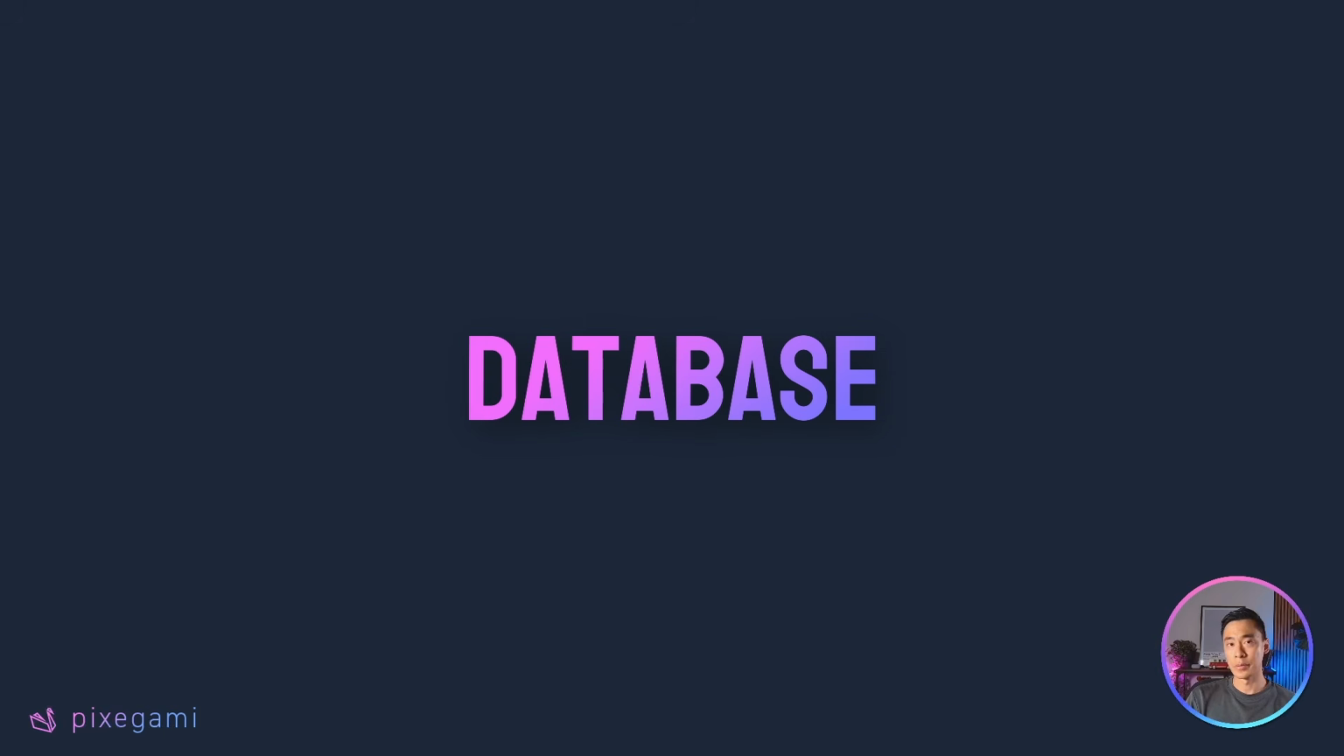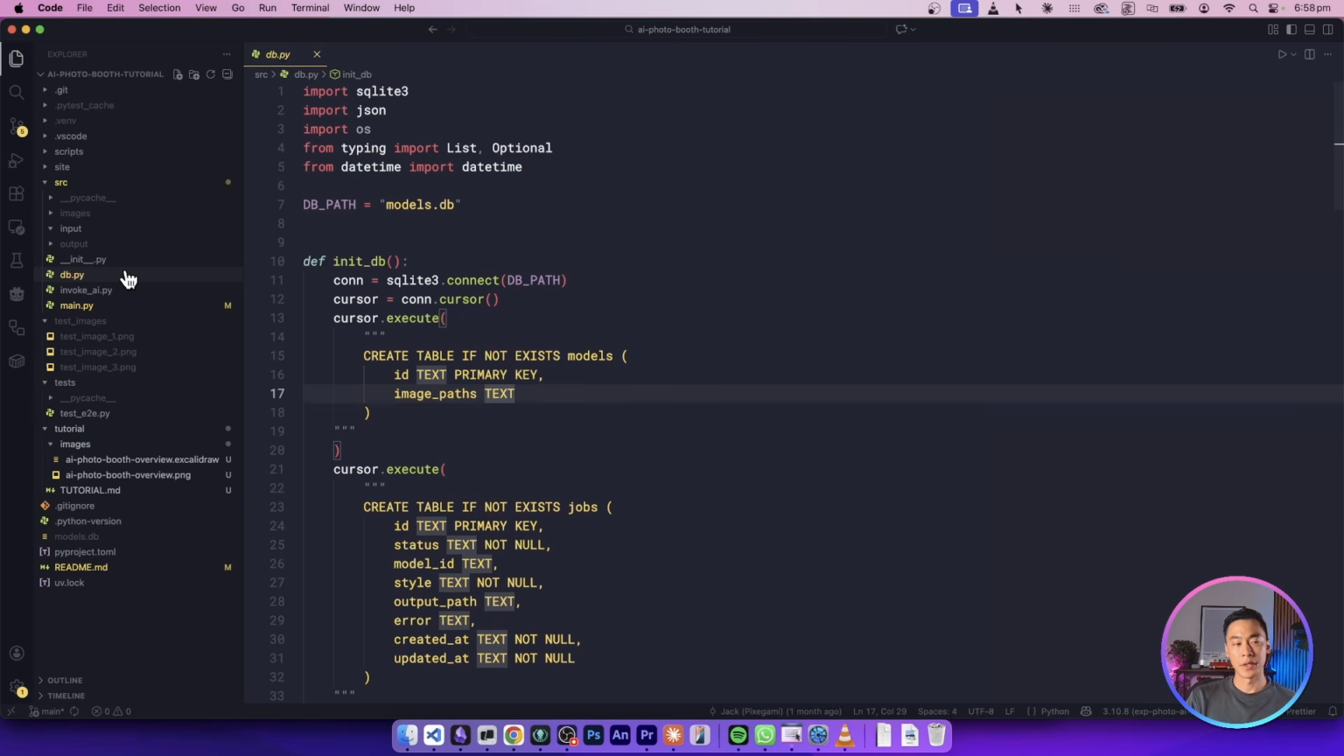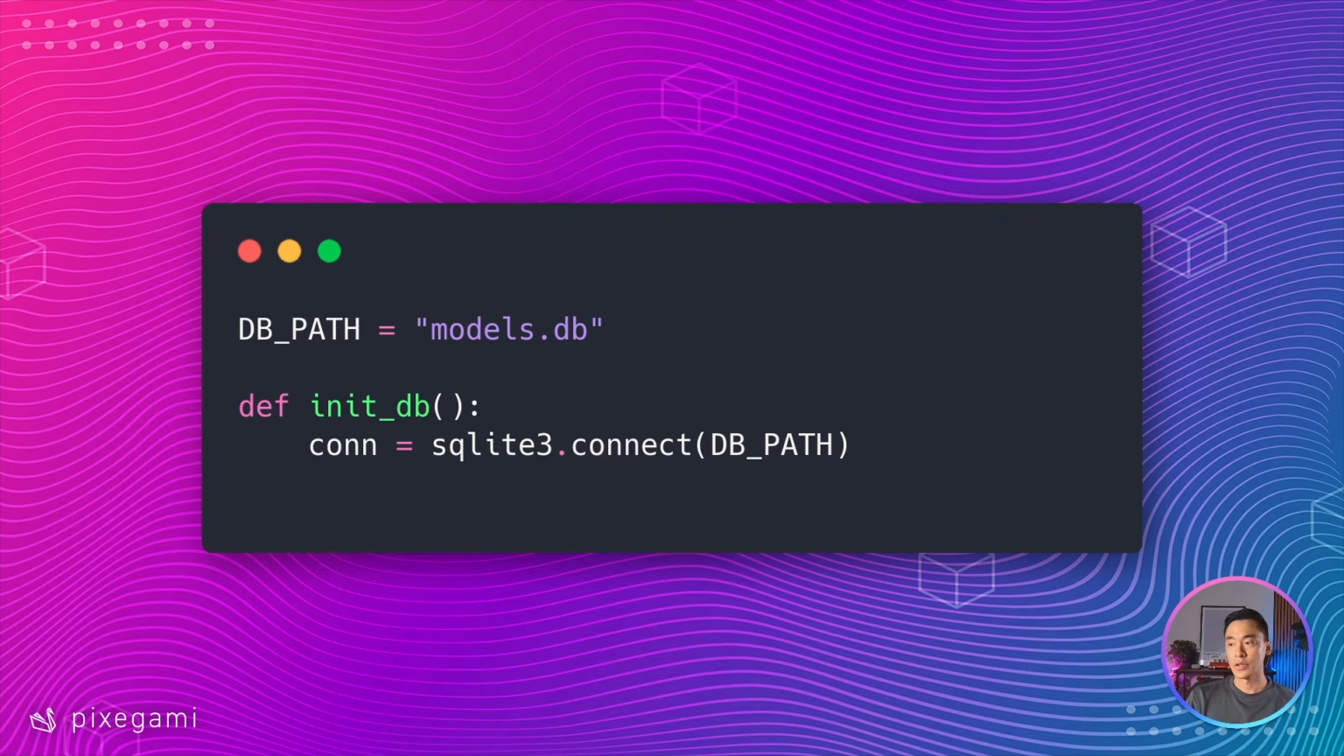Now let's talk a little bit about the database. Our database implementation is in a file called db.py. For this project, we're using Python's built-in SQLite 3 database for simplicity. It basically loads and saves the database into a file path, which we can specify like this. This allows us to get going really quickly without having to set up or download anything else.